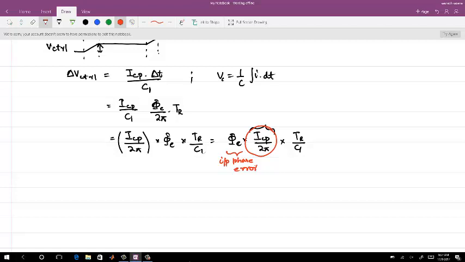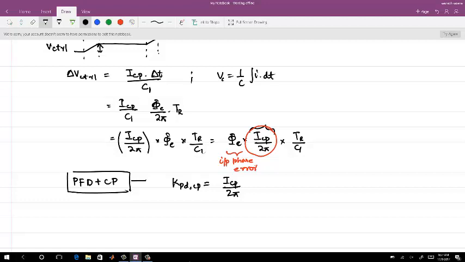Okay, so PFD plus charge pump, if I just write it as a total, then that gain K of PD charge pump is ICP by 2 pi. This is for simple analysis purposes.